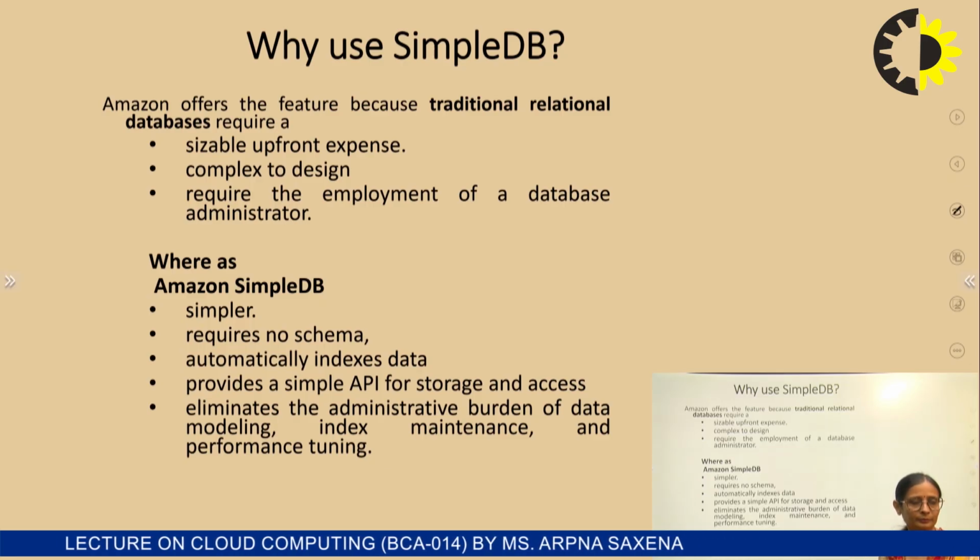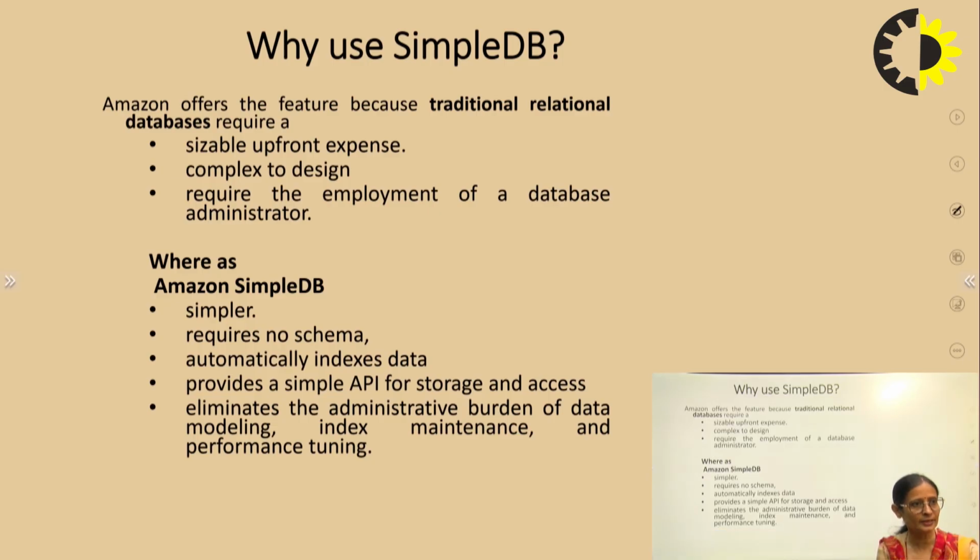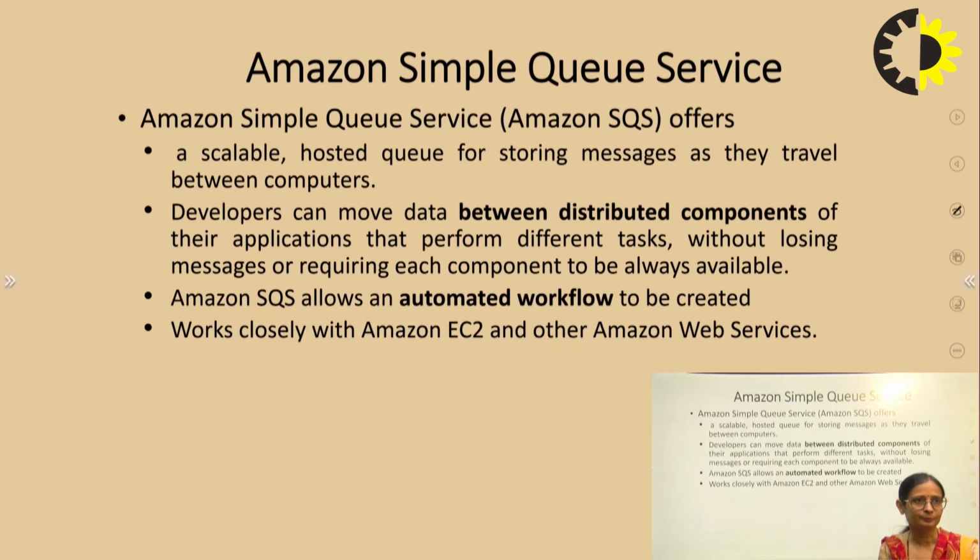by Amazon. So if we compare SimpleDB with traditional databases, Amazon SimpleDB is very simple. It requires no schema and automatically indexes the data. You don't need to write index related queries. It provides a simple API for data storage and access, and eliminates the administrative burden of data modeling, index maintenance, performance tuning, optimization, etc., because all these things are handled by Amazon for you.